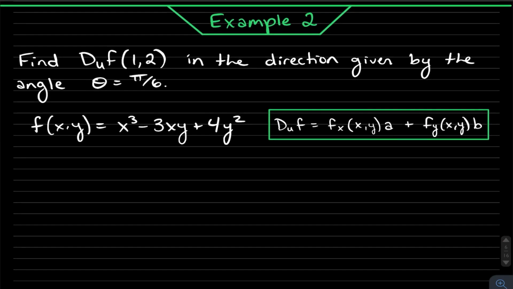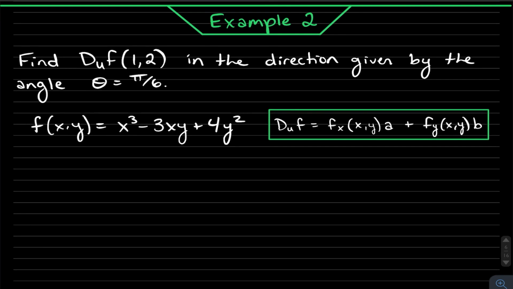Remember what we did in this problem? We really just took some partial derivatives, we plugged in some numbers, and then we found a unit vector. And then we combined them with a formula. That was it. So partial derivatives, unit vector. That's it. Moving on to our next problem here, example 2.